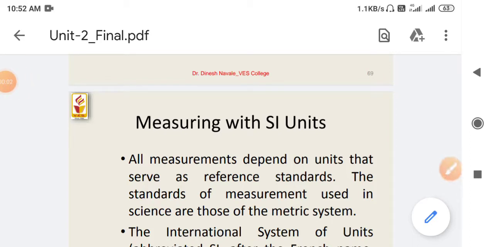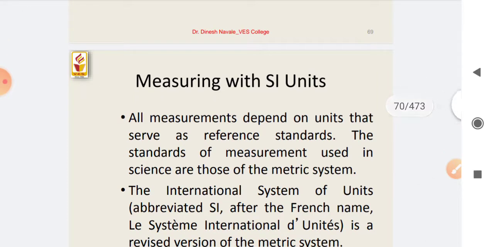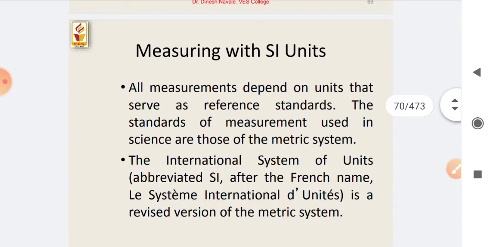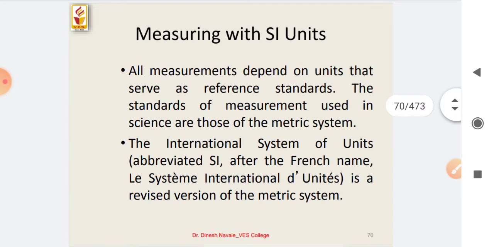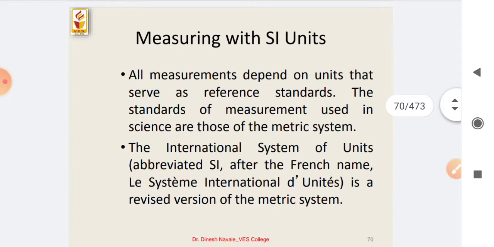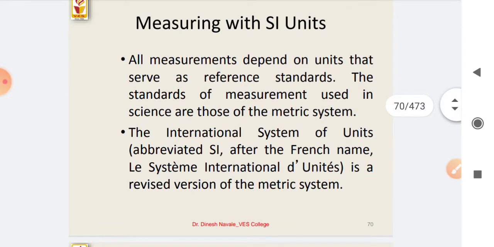In the previous lecture we finished with the significance of measurement. Now we will see how we can make the measurements. Basically there are seven standard units, the SI units, international standard units. We'll see those 7 units, how to use them, and how to convert them from one variable to another.